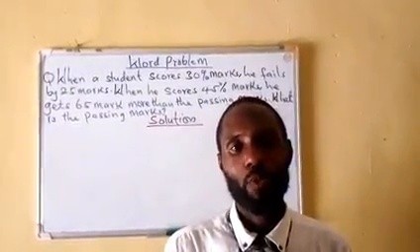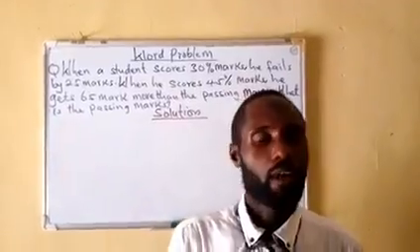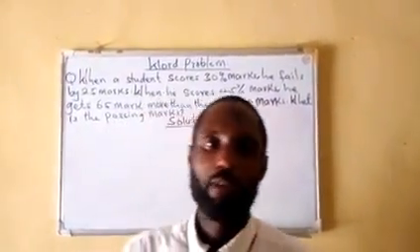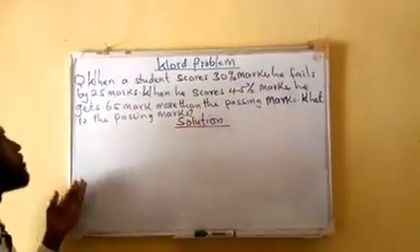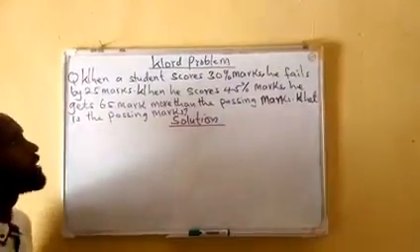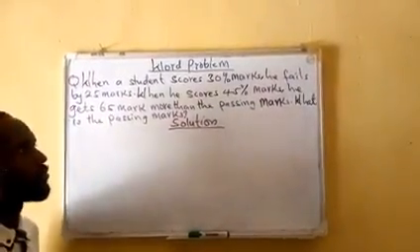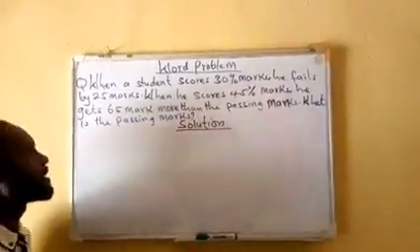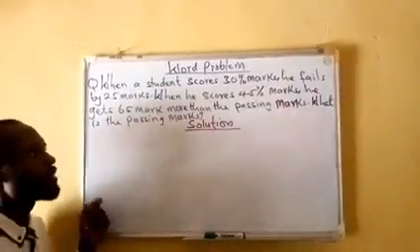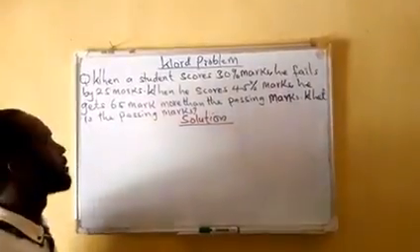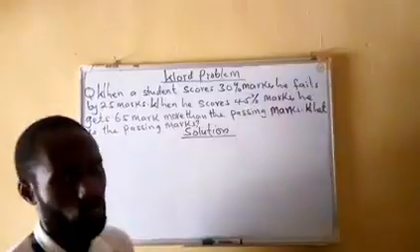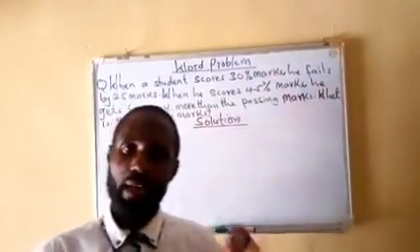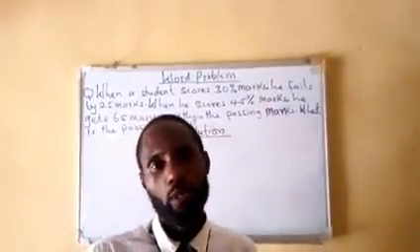In this video, we are going to be looking at the solution to this problem that I posted on my Facebook page. The question says, when a student scores 30% marks, he fails by 25 marks. But when he scores 45% marks, he gets 65 marks more than the passing marks. Now, what is the passing mark? That's what the question is asking us. So we don't know the total marks, and we also don't know the passing mark.